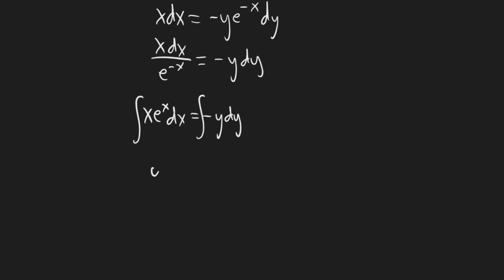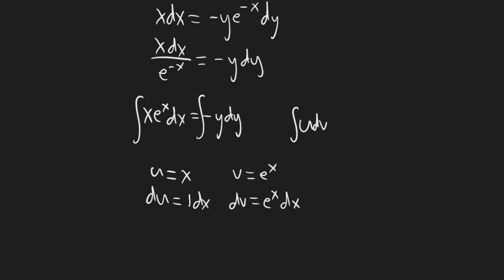And so to reduce the power, we make u equals x, du equals 1, taking the derivative. Let's set dv equal to e to the x dx, and let's set v equals e to the x, just by taking the integral of this guy here. Okay, so now we employ the integration by parts formula, which says the integral of u dv, which we defined as x and e to the x dx, equals uv minus the integral of v du.